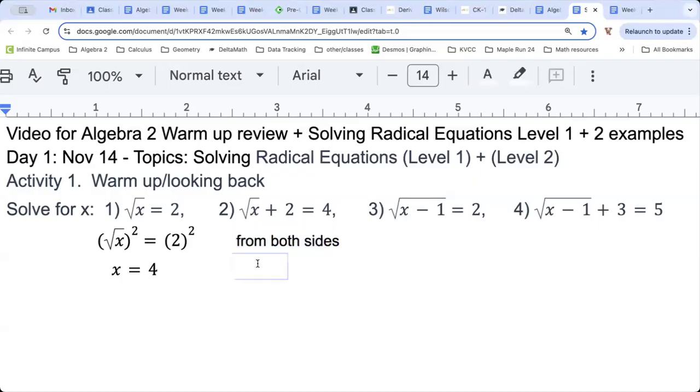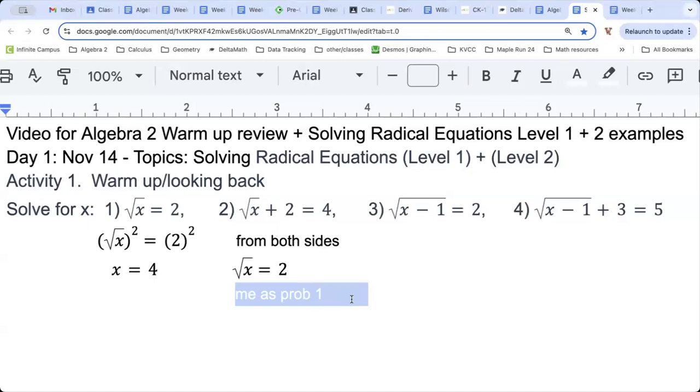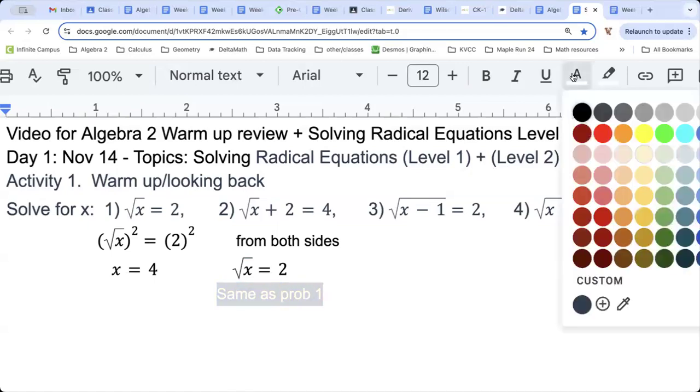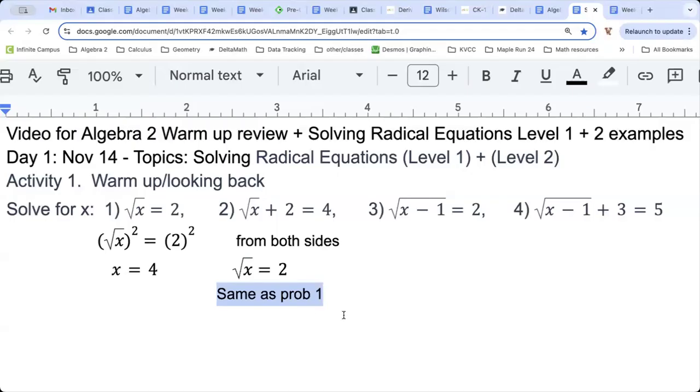If you did that, this problem just turned into what? It's the same as problem number 1. And you know exactly what to do with problem number 1: just square on both sides. And the mission's accomplished. And number 3, we have a square root here.